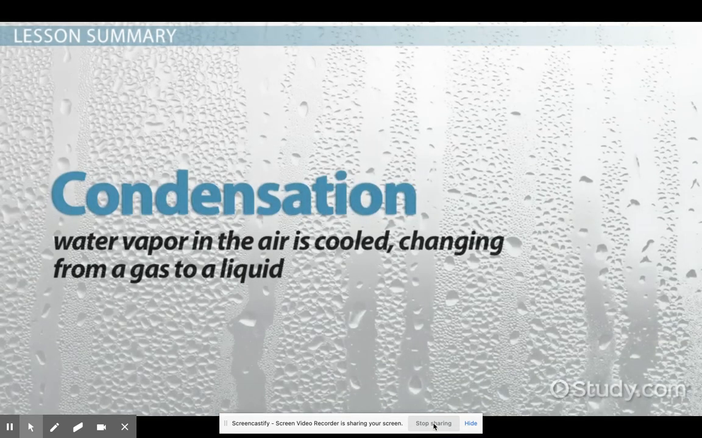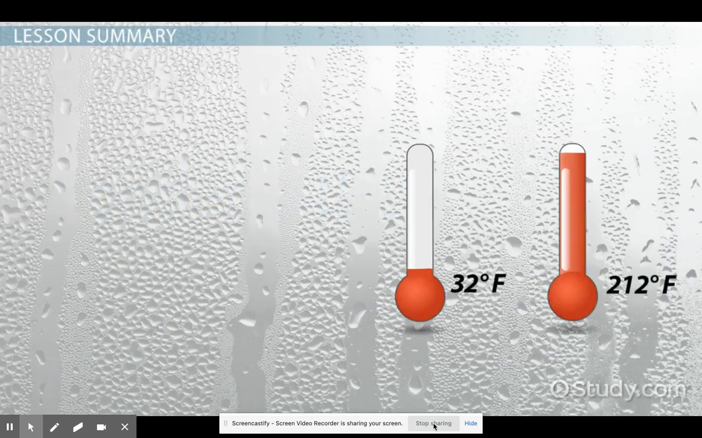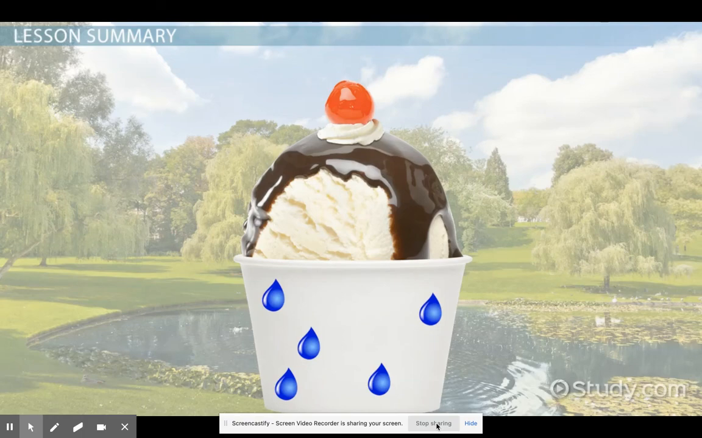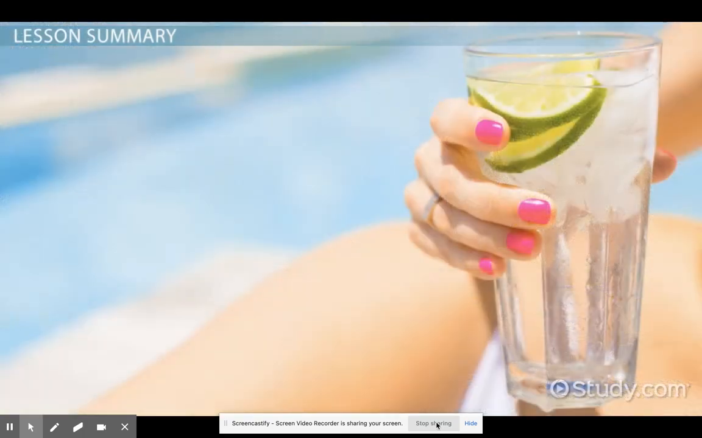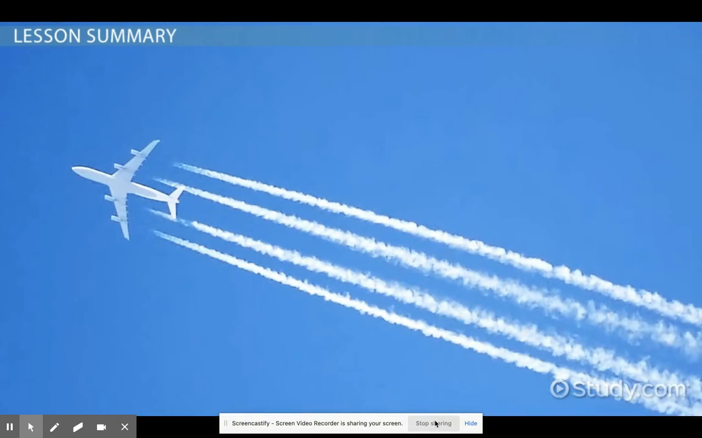Condensation occurs when the water vapor in the air is cooled, changing from a gas to a liquid. This process can take place at various temperatures between 32 and 212 degrees Fahrenheit or 0 and 100 degrees Celsius. It is most noticeable when there is a significant difference in the object and the temperature of the atmosphere. Some examples of condensation include sweat on a bucket of ice cream, beads of water on the outside of a cold glass of water, and the vapor trails we often see planes leave behind in the sky.